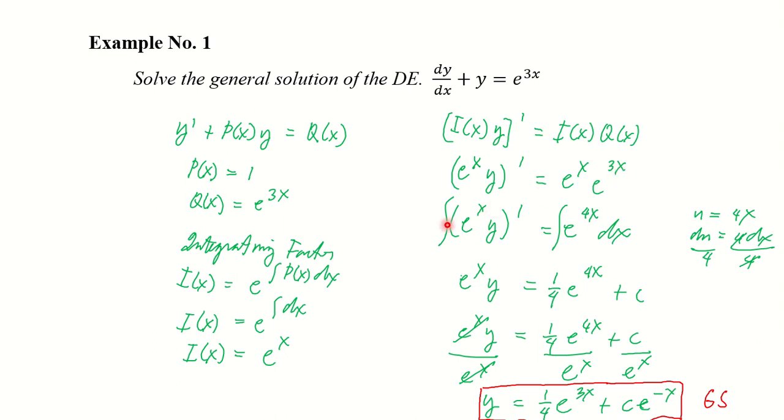Then you get the integral, and you are aware that the integral of the derivative of the function will give you the term which is inside the parentheses. So the integral of the derivative of e raised to x y is e raised to x y, and you do the same to the other side of the equation. You take the integral. The integral of e raised to 4x dx is, of course, 1/4 e raised to 4x plus c.